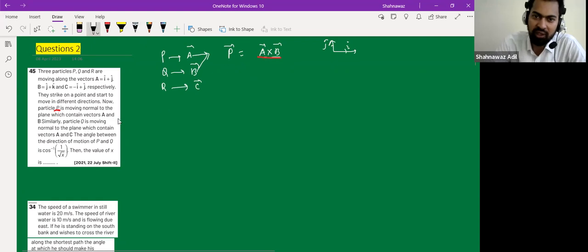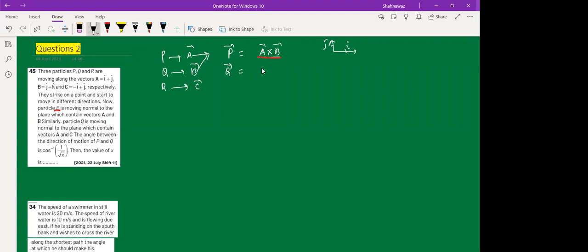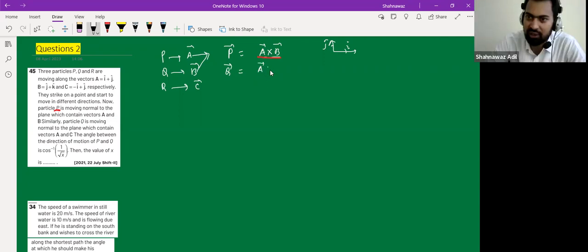Now what will be the Q vector, which is moving normal to the plane which contains vectors A and C? Which contains vectors A and C and which is normal to A and C. So what will be the Q vector? A cross C, right. So A cross C will be the Q vector. So this is the first information, this is the second information, right?